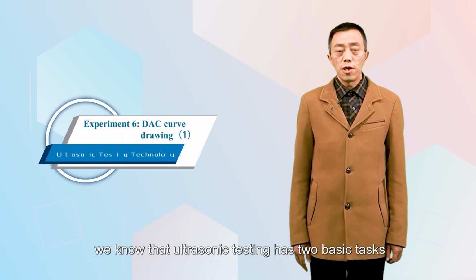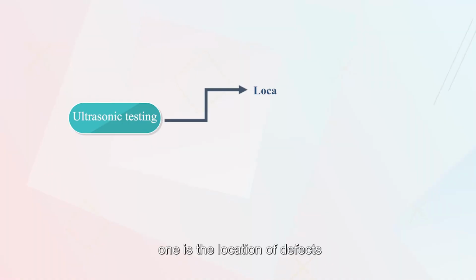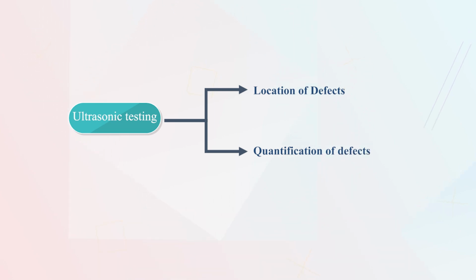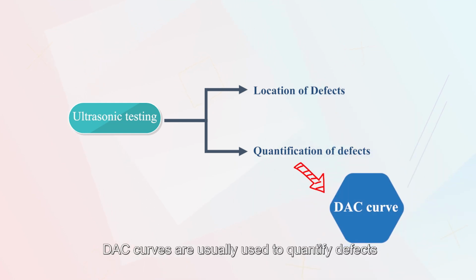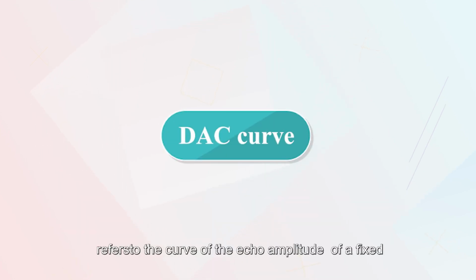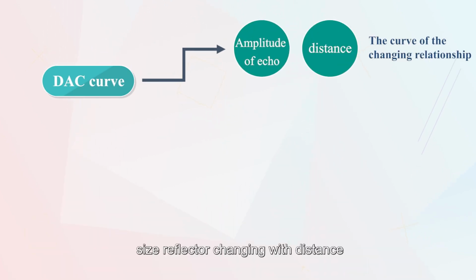Hello classmates, we know that ultrasonic testing has two basic tasks. One is the location of defects, and the other is the qualification of defects. When detecting welded joints with the oblique probe, DAC curves are usually used to qualify defects. The so-called DAC curve refers to the curve of the echo amplitude of the fixed size reflector changing with distance.